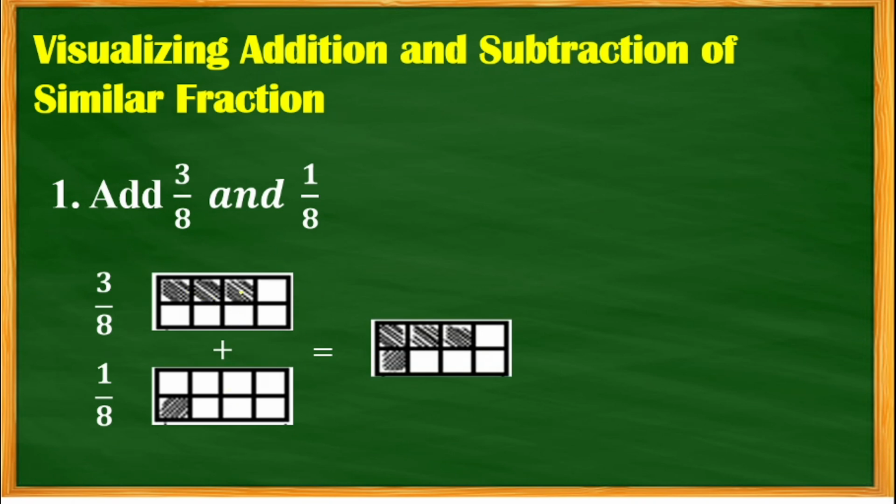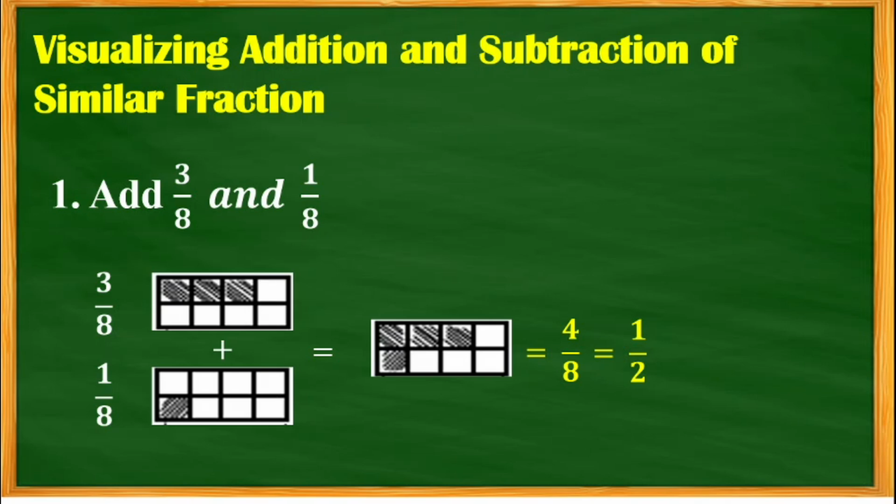We have 1, 2, 3, 4. So the answer would be 4, the numerator, and the denominator will be the 8 equal parts. But take note, you're going to express your answer in lowest term. The common factor of 4 and 8 is 4. 4 divided by 4 is 1, 8 divided by 4 is 2. So the final answer would be 1/2.